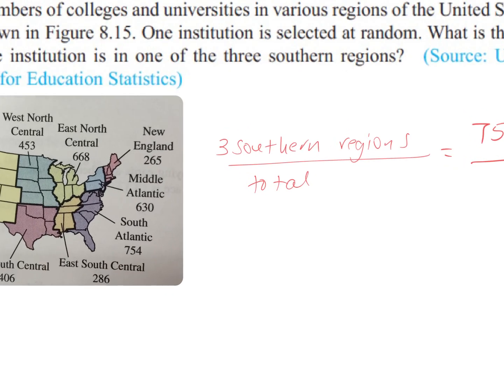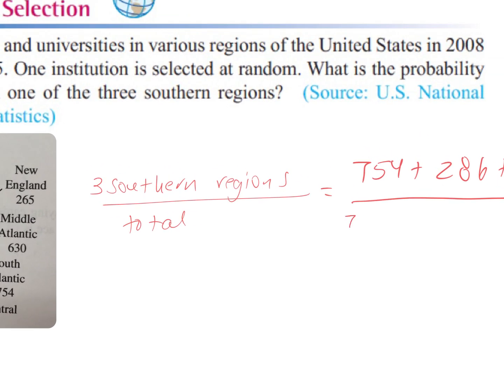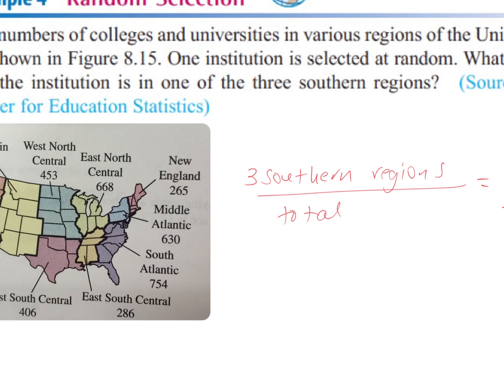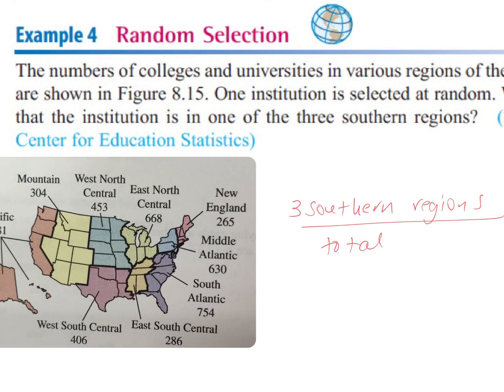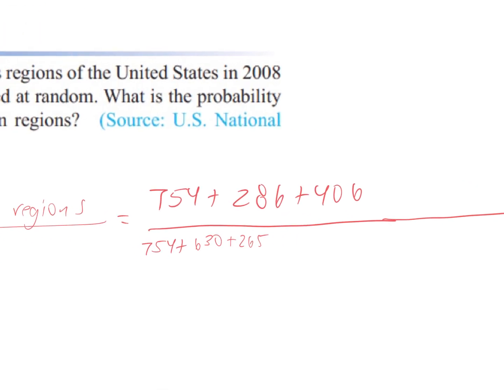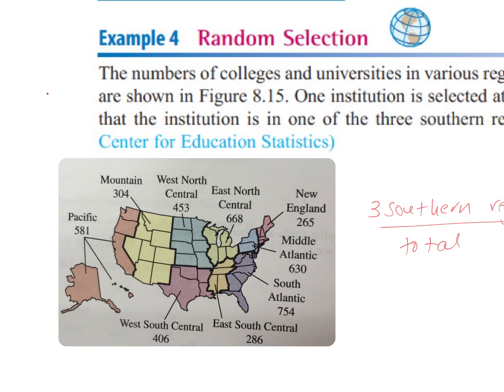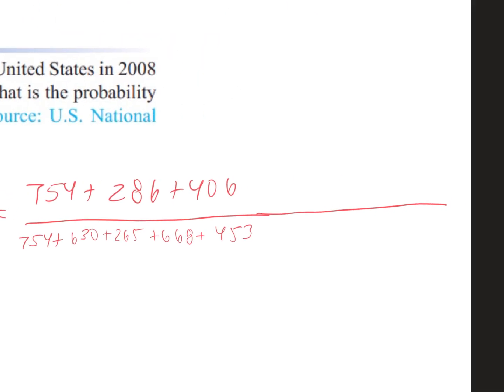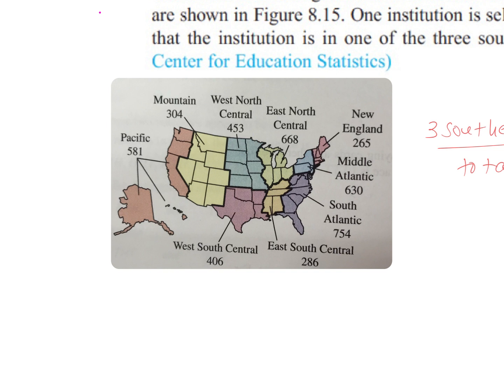So I'm going to start here at South Atlantic and just go around. So 754, 630, 265, 668, 453. Check me, please. 304, 581, 406, and 286.